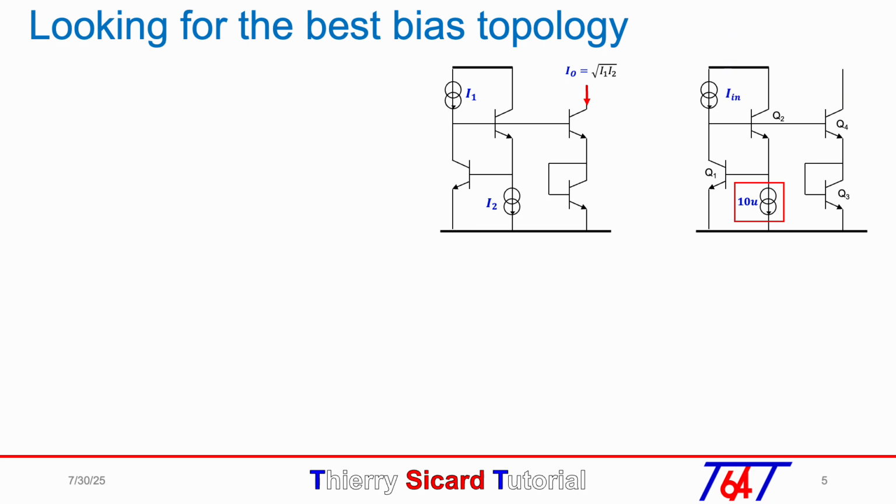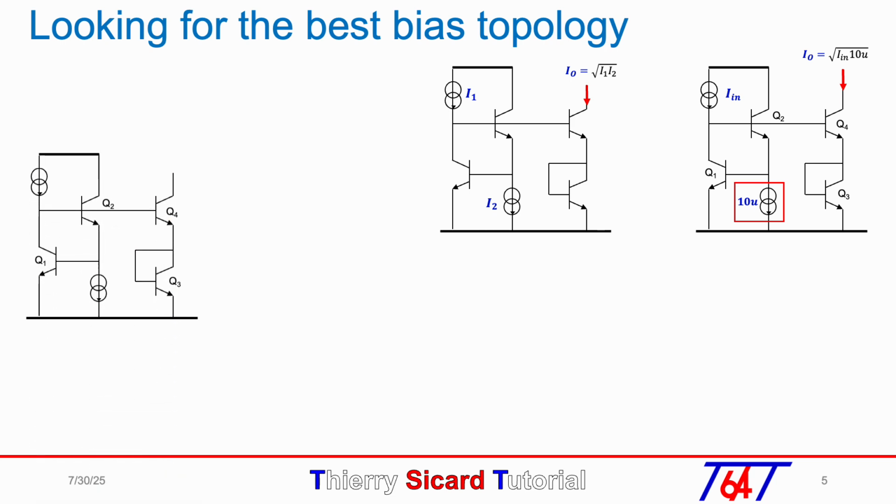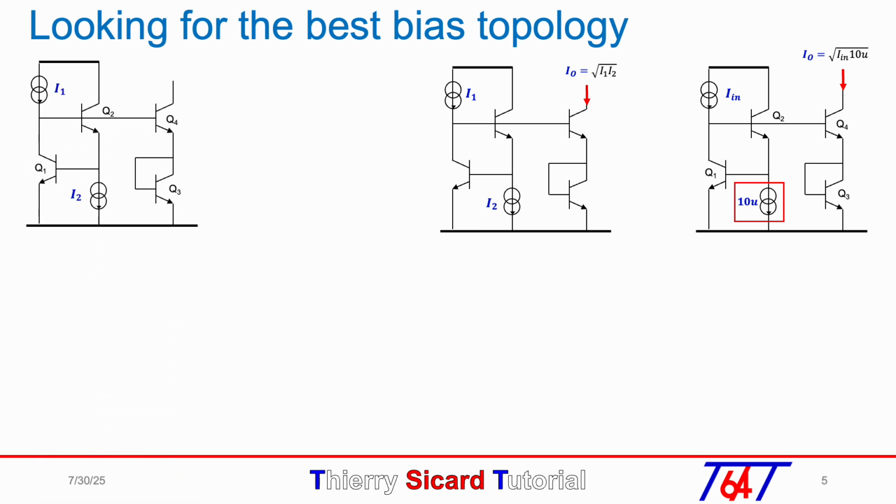The output current will be equal to I out equal square root of I in times 10 microamp. In the diagram on the left, we have chosen to use the current I1 as a DC bias current of 10 microamp. I2 will therefore be replaced by I in. The output current will be equal to I out equal square root of 10 microamp times I in.